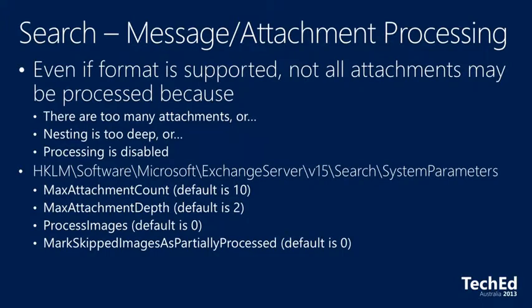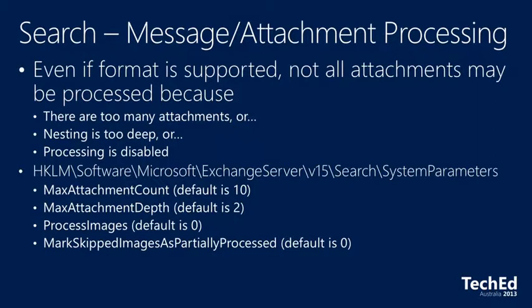Now, the search. There are some cases where even if everything is running fine, search will not do the indexing. And that's typically because there are caps that we put on search for it to do its work. So there's caps around the maximum number of attachments that can be on a message. There's caps around the maximum depth of attachments. So that could be a message within a message within a message, for example. There's also processing images, which is off by default, and this is also off by default as well.